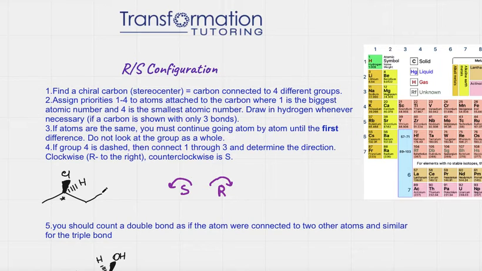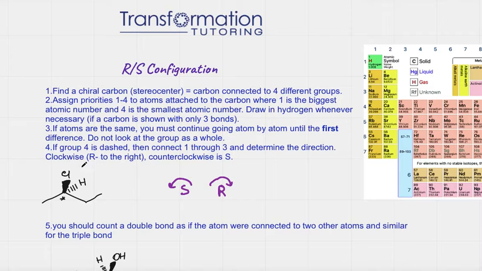If I look at any other carbons on the molecule, this carbon is connected to 3 hydrogens, so it cannot be chiral. This carbon is connected to 2 hydrogens. It cannot be chiral because they're the same. And this one again is connected to 3 hydrogens that are not shown, so this cannot be chiral either. So what do we do next?